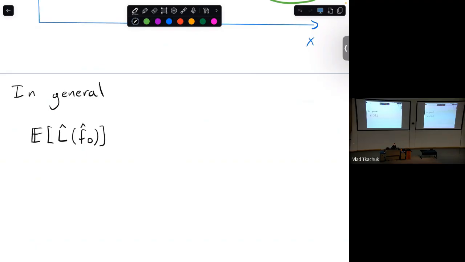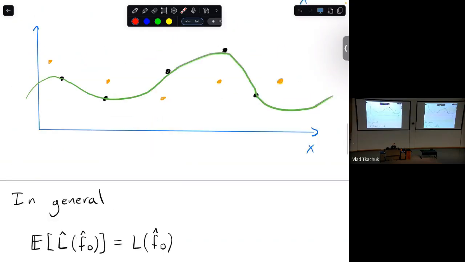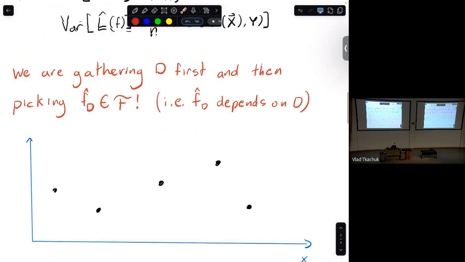And before we had this, right? We had that this was equal to the actual risk, the true expected loss of this predictor. But visually, we can see that cannot be the case. That's clearly not the case anymore. Let me just drive the point home.